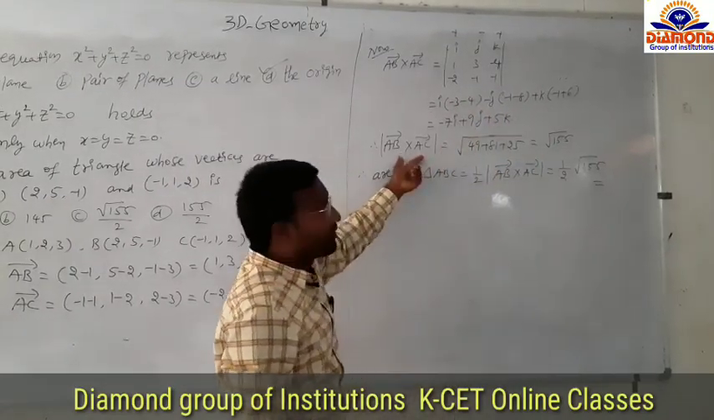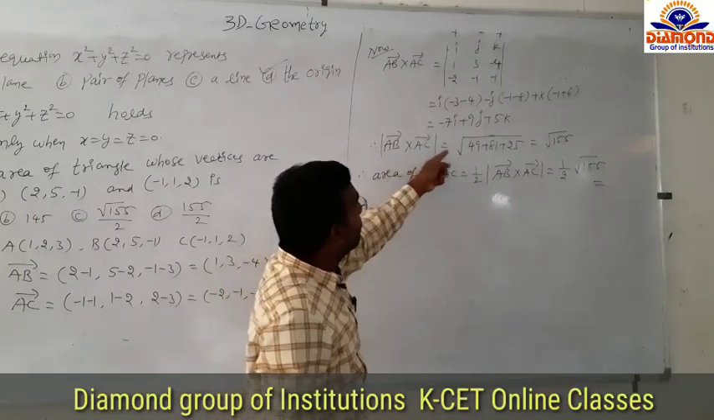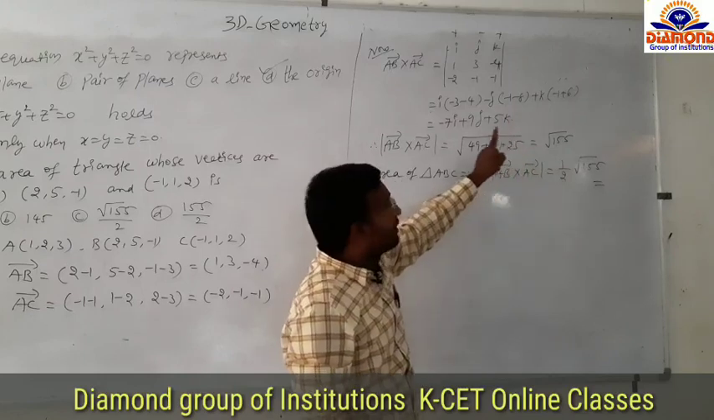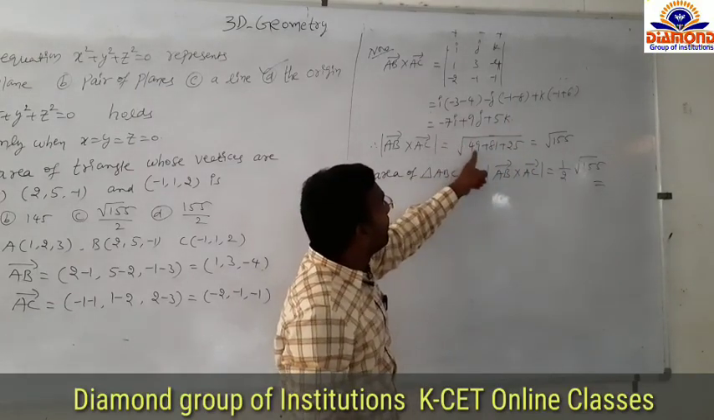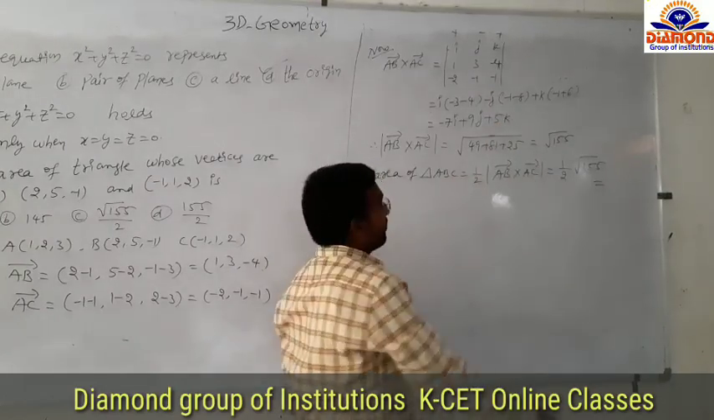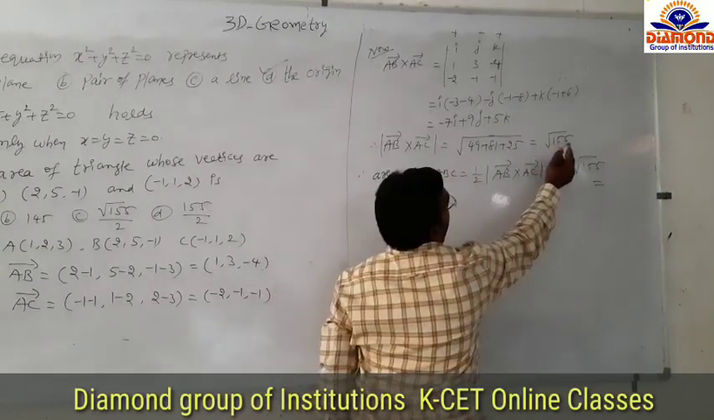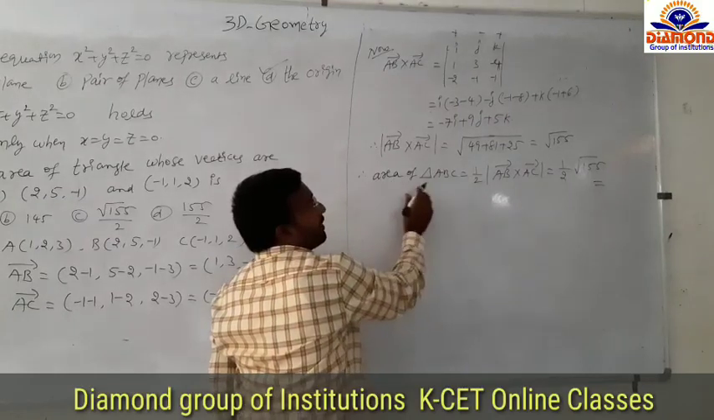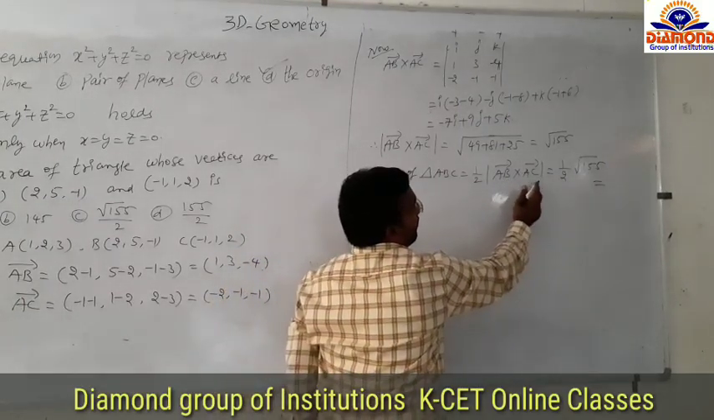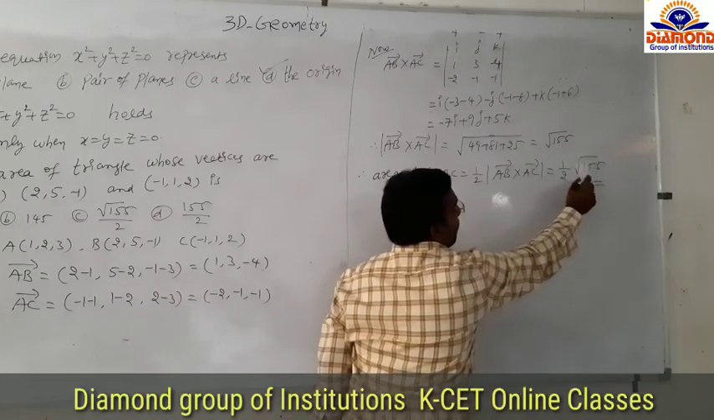Calculate this magnitude value. How to calculate magnitude? Under the root of i coefficient square, j coefficient square, k coefficient square. Minus 7 whole square is 49, 9 square is 81, 5 square is 25. So this value is equal to under the root of 155. So area of the triangle equals 1 by 2 modulus of AB cross AC, which equals 1 by 2 under the root of 155.